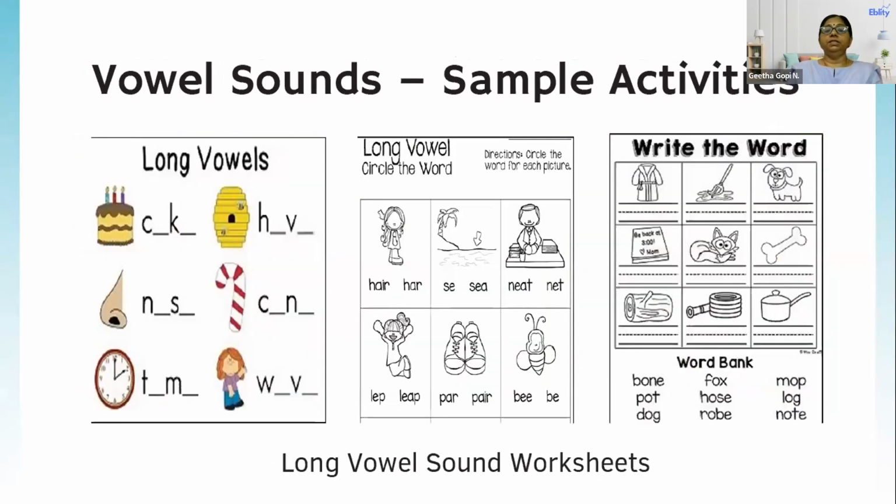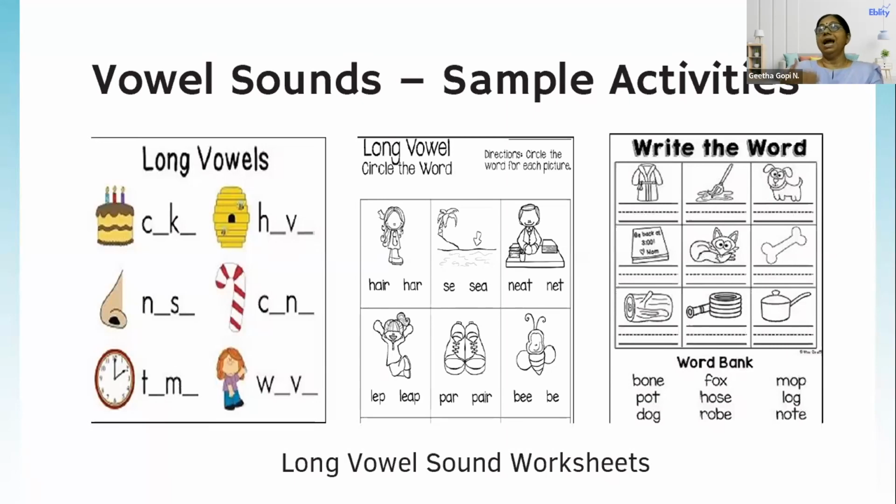Long vowel sound activity sheets. You can have words where just the long vowel pattern has to be given, like in the left-hand side. The one in the center, for example, here they have to do very fine discrimination. They have to actually read both the words, both the sound combinations given and see which one matches with the picture, which is the correct word and how it needs to be read. Same with the one on the right-hand side, we have both the short and the long vowel sounds all given mixed up. They have to read each one and then write it.